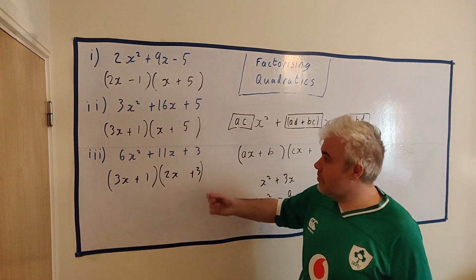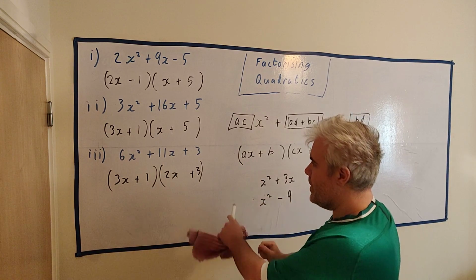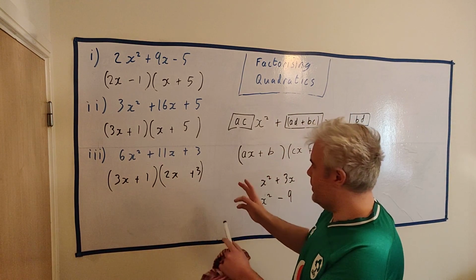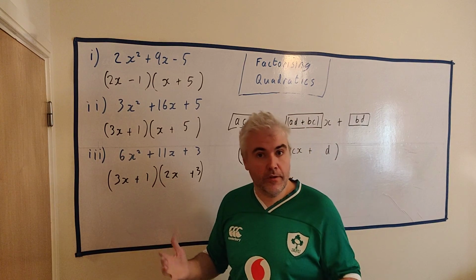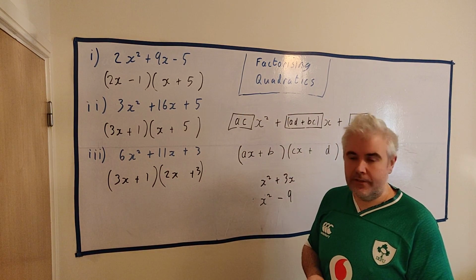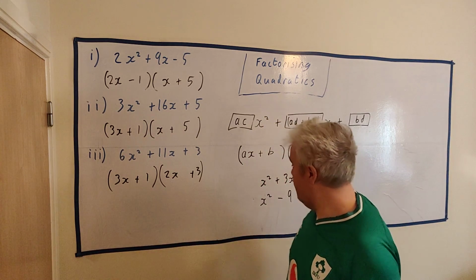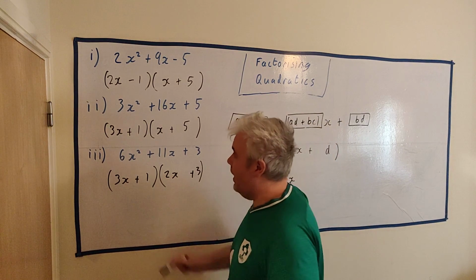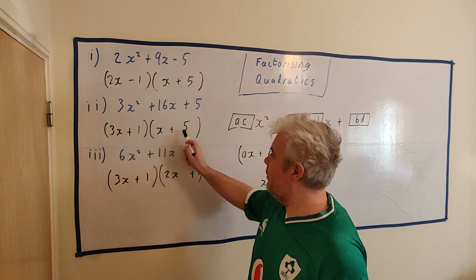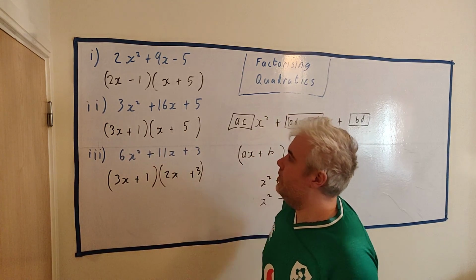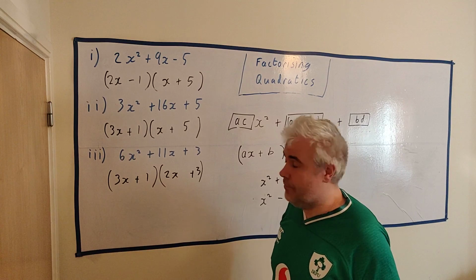When you get good at it, you can just go 3x, 2x, and 3 and 1. Boom, you're done. There's no work needed. You might want to test your answer. You just want to test your answer like we did over here. Every one of these you want to test your answer. See if you get the same numbers.